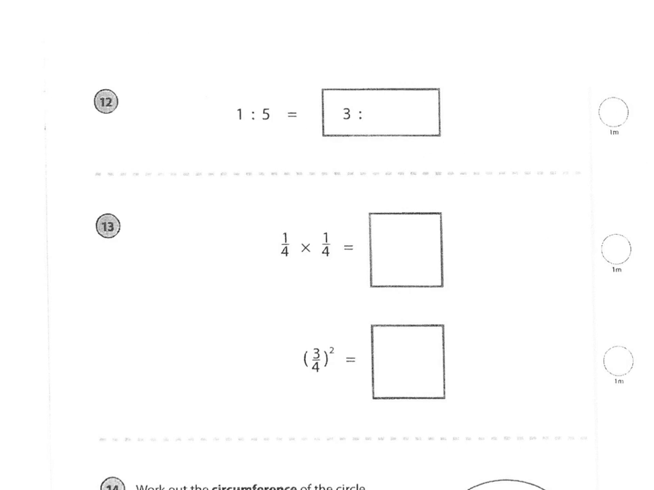Here we have to write an equivalent ratio to 1 to 5. Now I notice the first number has become a 3, so what's happened here is essentially both numbers have to be multiplied by 3. So the second number would be 15.